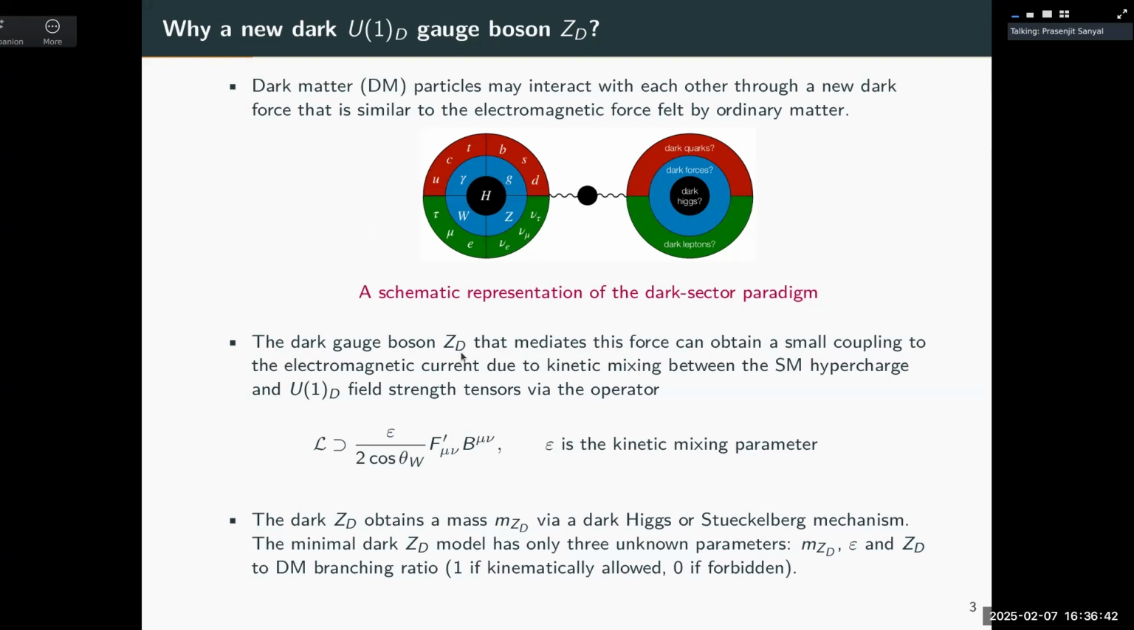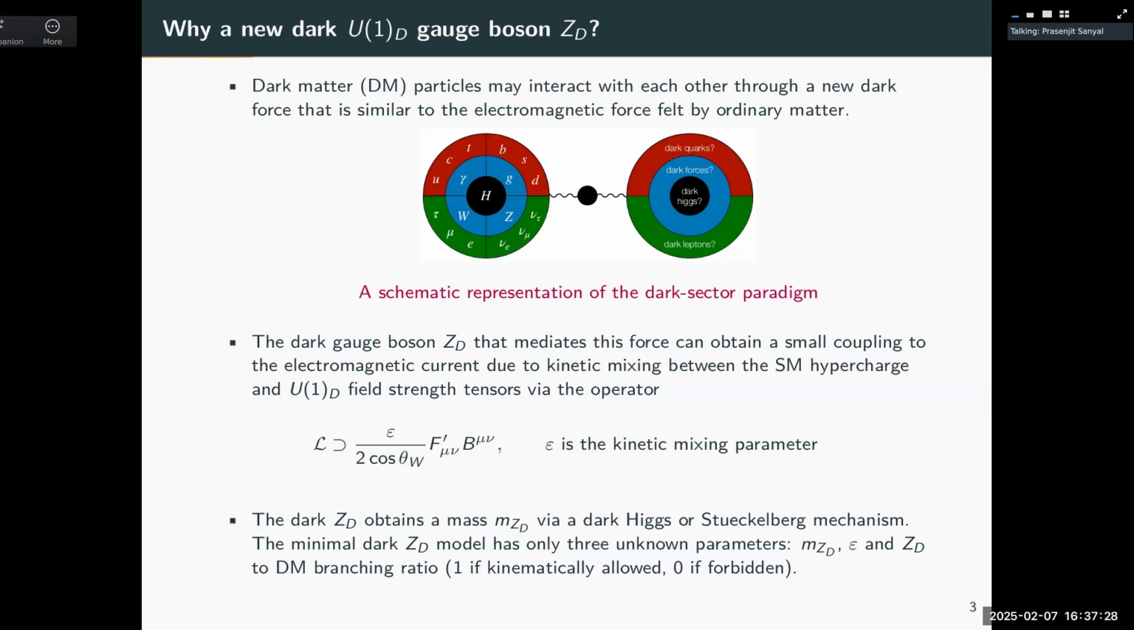The dark gauge boson, Z_D, that mediates this force can obtain a small coupling to the electromagnetic current due to the kinetic mixing between the standard model hypercharge and the dark U(1) symmetry. This operator is given by this, where F prime mu nu is the field strength tensor of the U(1)_D symmetry, and B mu nu is the field strength tensor of the hypercharge symmetry. Epsilon is a small kinetic mixing parameter. The dark Z obtains a mass m_ZD via the dark Higgs or the Stueckelberg mechanism. We do not need to go into the details of how the mass is generated.